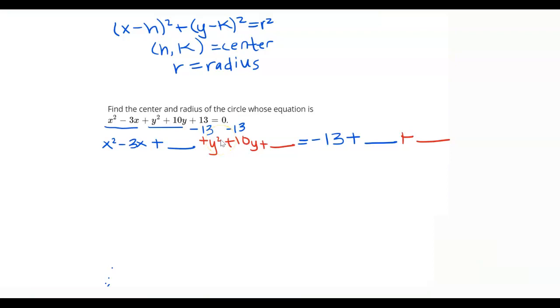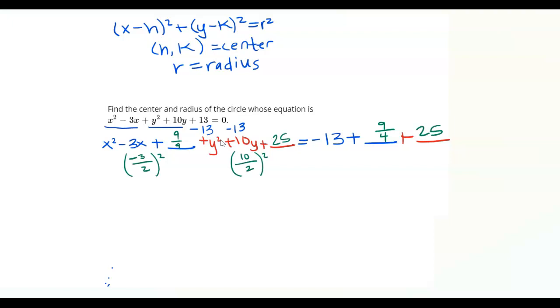We need half of negative 3, so negative 3 halves, and then squared. That gives us a positive 9/4. If we multiplied these fractions together, it'd be 3 halves times 3 halves, so positive 9/4. Now for the y's, we want half of 10 and then squared. 10 over 2 is 5, squared gives us 25.